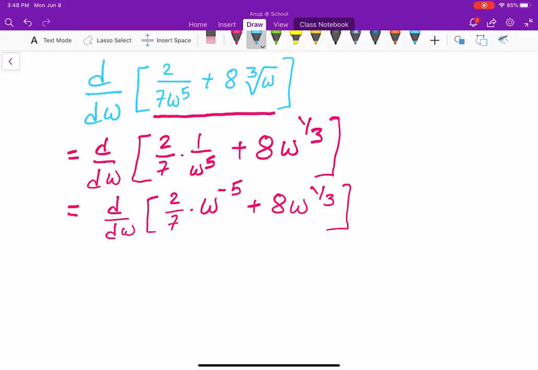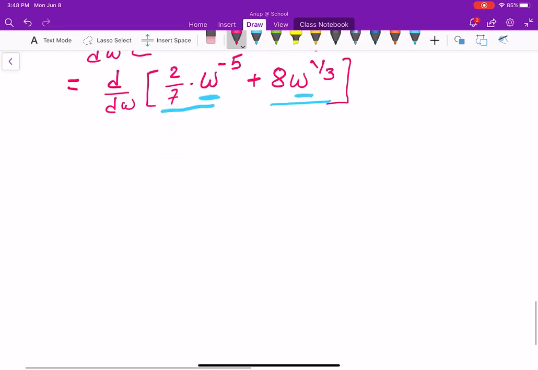I can use the sum rule to find the derivative of the sum of these two functions, and at the same time, w to the power minus 5 and w to the power 1 over 3, their derivatives can be figured out by using the power rule. So why don't we apply that. All right, so this is now our problem, right? So let's try to work on this.